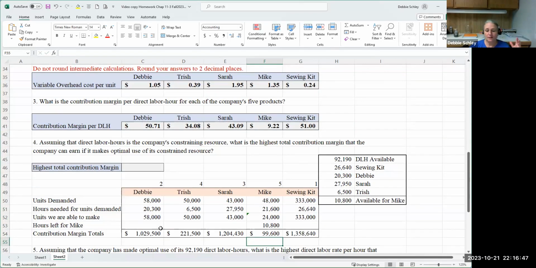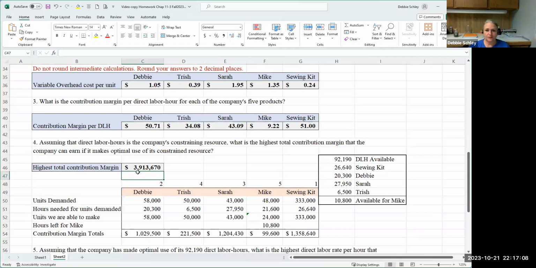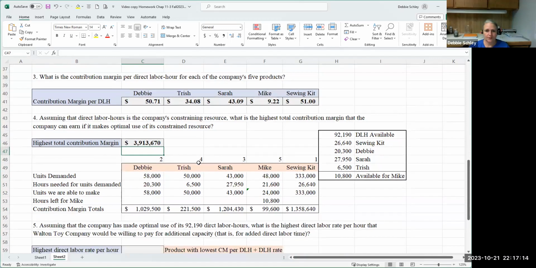Okay, so then now I can finally get to the answer that they were asking for, which was the highest total contribution margin if they make optimal use of the constrained resource. And so that is going to equal Debbie plus Trish plus Sarah plus Mike plus the sewing kit. And that is my highest total contribution margin required for. Okay.